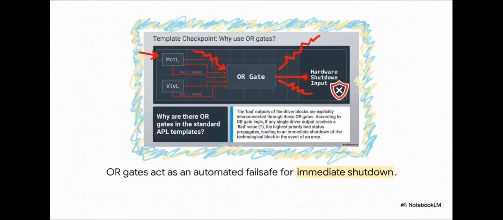These act as the ultimate automated failsafe. Let's say any single driver output receives a bad status, meaning a value of 1. Well, that highest priority bad status propagates straight through the OR gate. It completely bypasses everything else and leads to an immediate, hard shutdown of the technological block. It prioritizes absolute safety above all else, unconditionally, no questions asked.